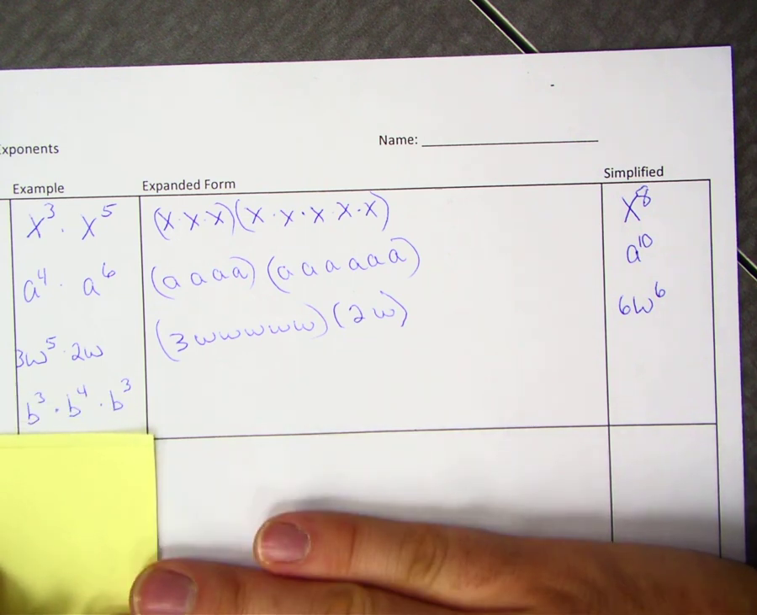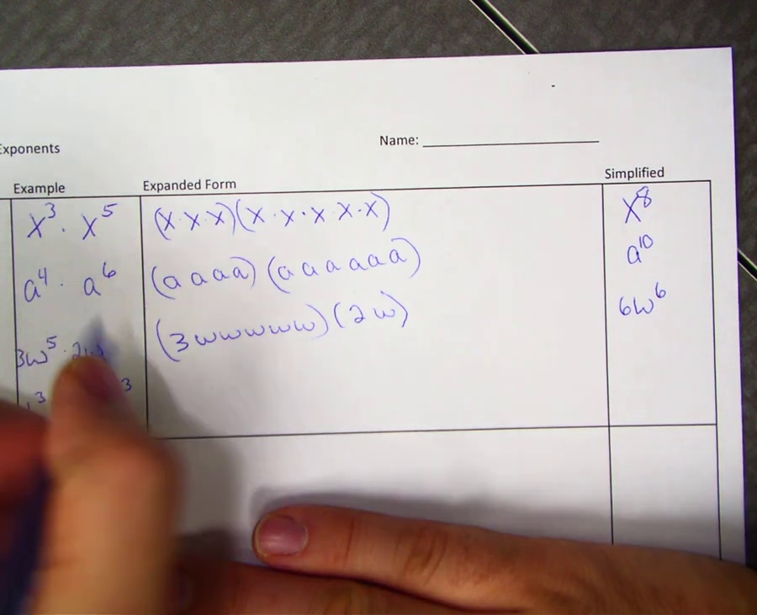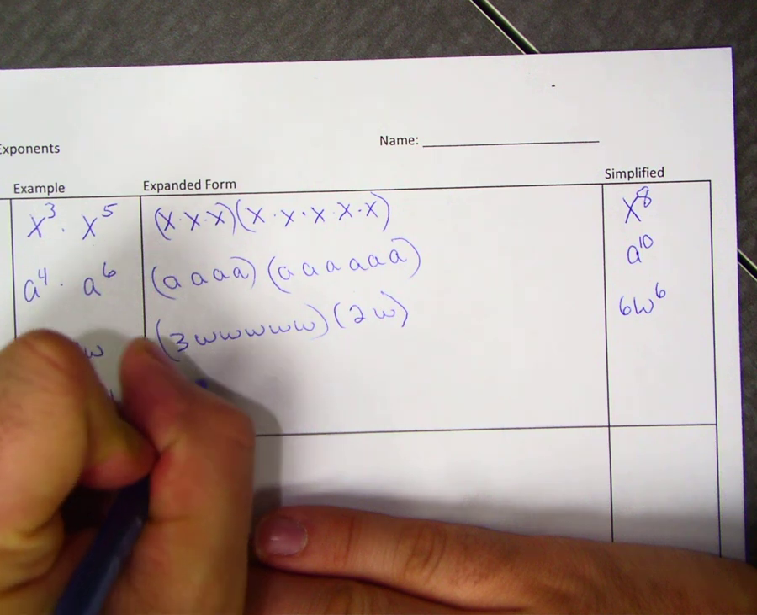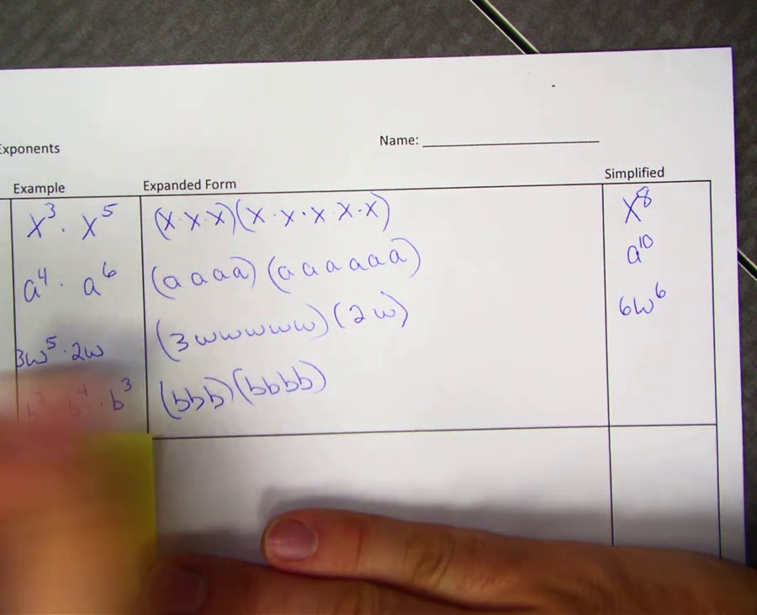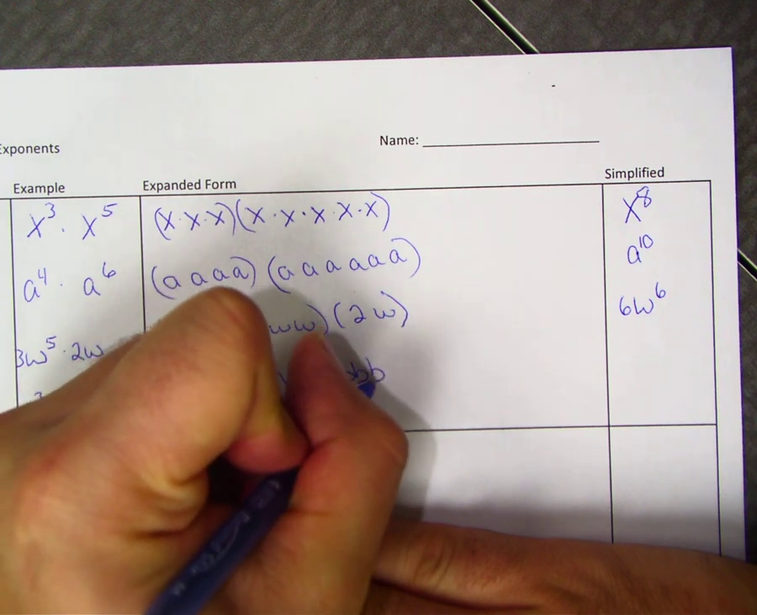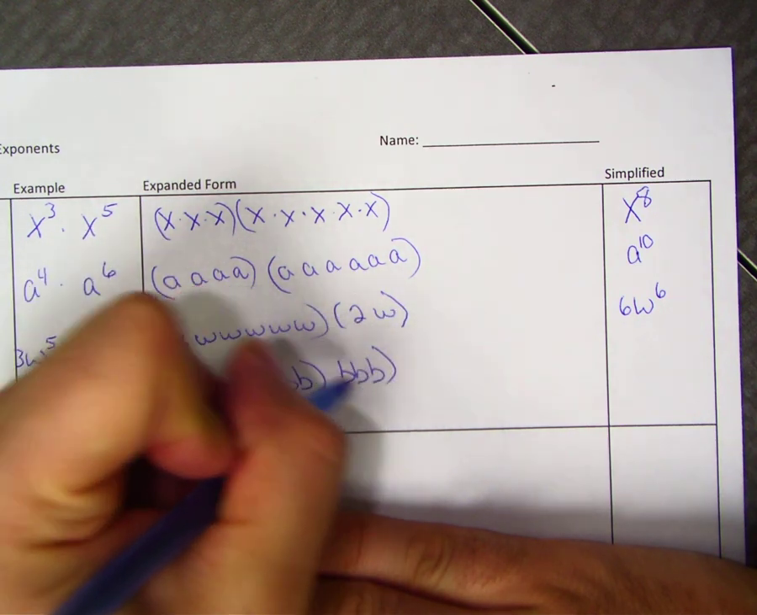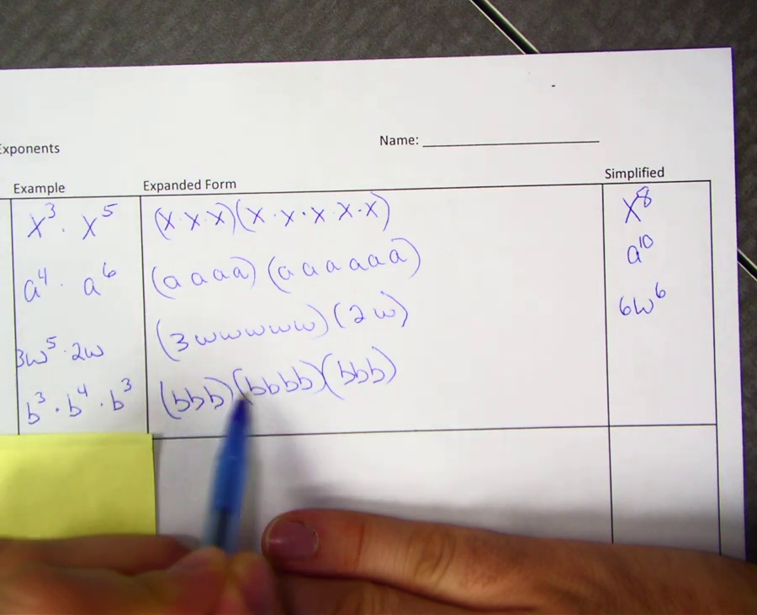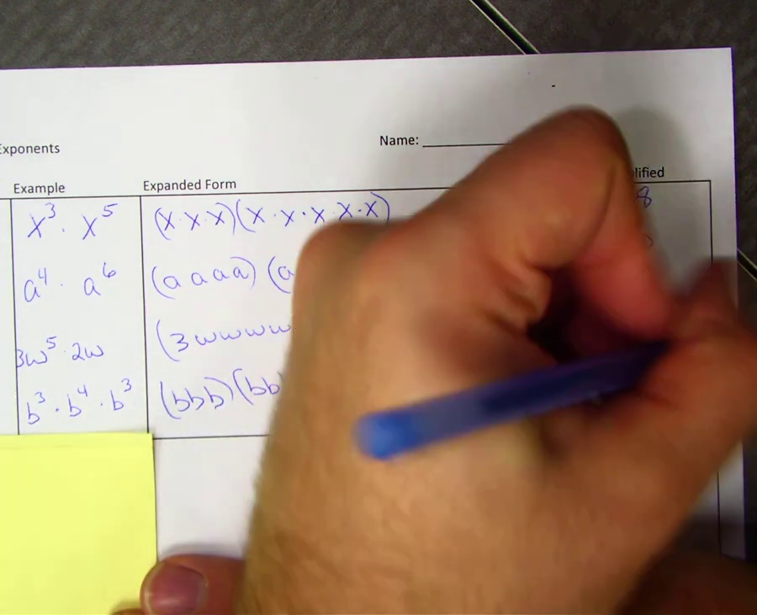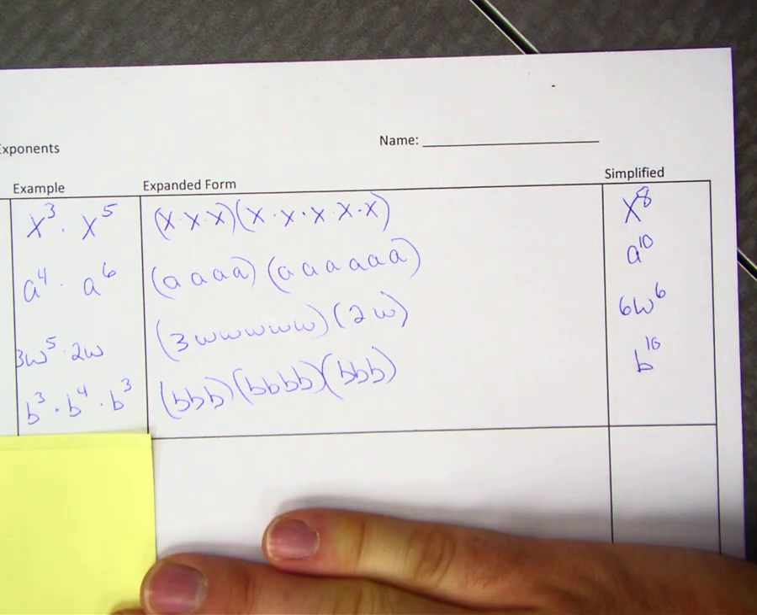Alright? Last one, when we have 3 numbers, b, b, b, times b, b, b, b, times b, b, b. Okay? So then we have all of these all together here, which means that we have 3, 4, 5, 6, 7, 8, 9, 10. So we have b to the 10th power. Alright, so that is the product rule.